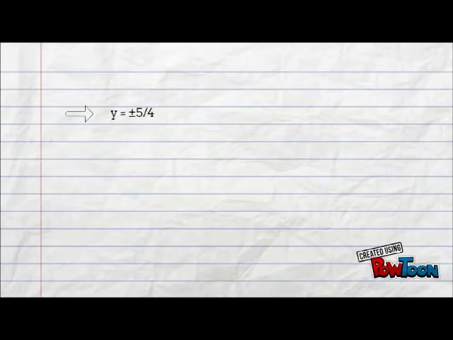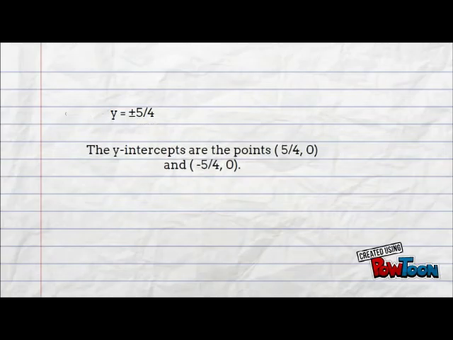Then y is equal to plus or minus 5 over 4. Then the y-intercepts are the points 5 over 4, comma 0 and negative 5 over 4, comma 0.